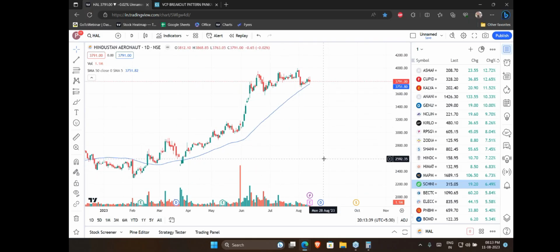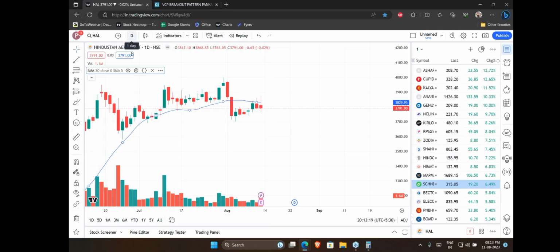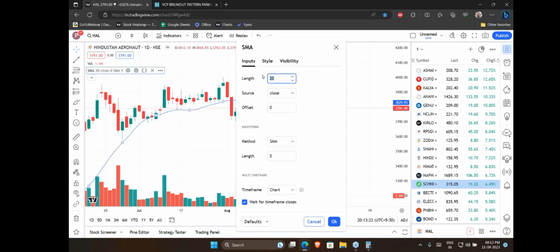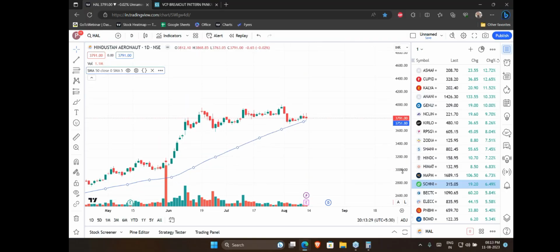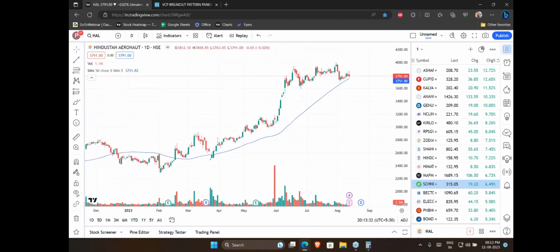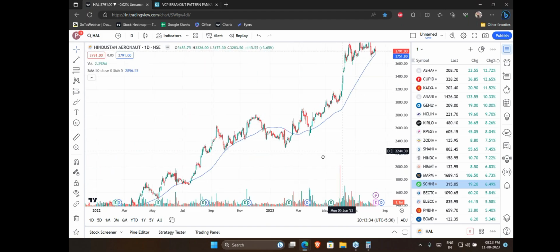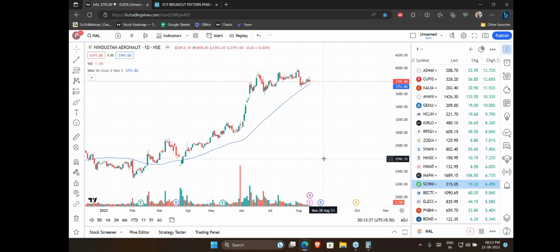Everybody clear what is moving average? Okay. If I modify this value to 50, it is going to calculate the 50-day moving average for me, that blue line. Can you see this? Everybody clear what is moving average? Okay.